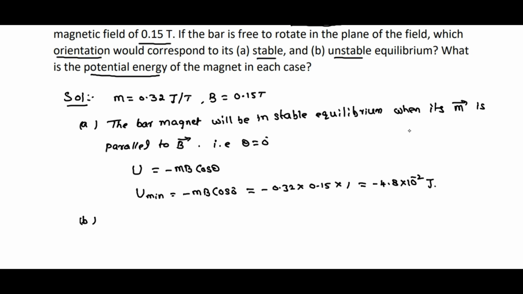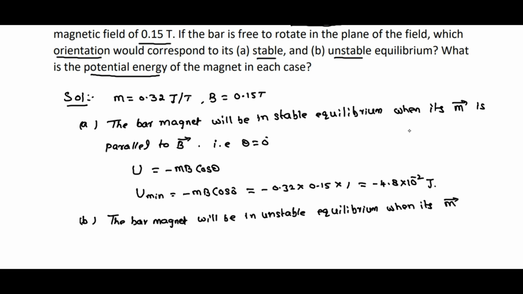Coming to part B, unstable equilibrium. The bar magnet or any magnetic dipole will be in unstable equilibrium when its magnetic moment is anti-parallel to B, that is theta is equal to 180 degrees.